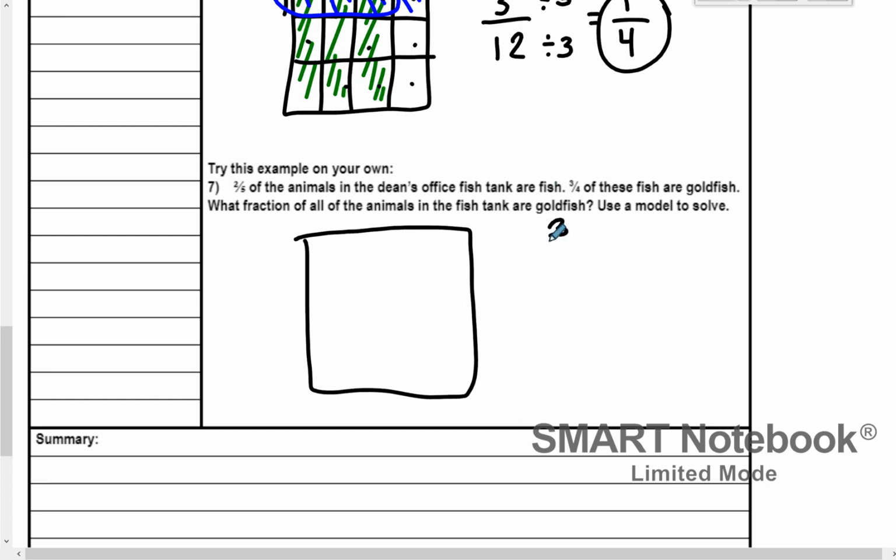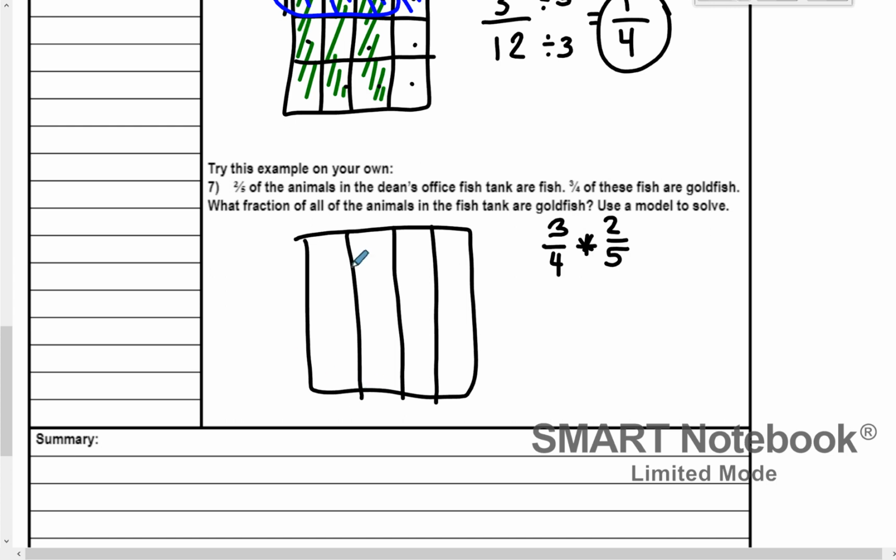So we have 3/4 are goldfish of the 2/5 that there are. So we are multiplying those fractions. We will start off with, it does not matter, let's start off with 3/4. Again, if you started off with 2/5, so you have fifths going down, that's totally fine. It does not matter which way. Your answer should still be the same. It would just be turned kind of sideways.